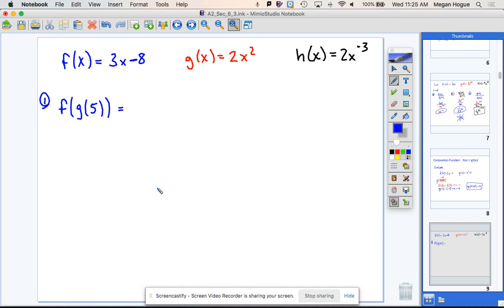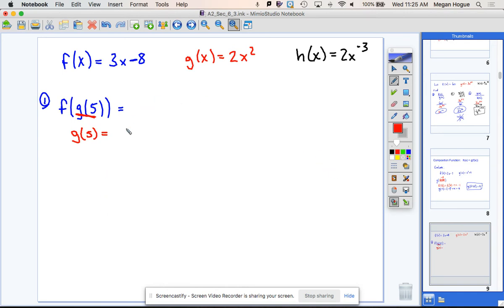So this first one, we've got f of g of 5. So we moved on. We've got the functions we're using on the top. We're not using those example functions anymore. I want to start off with the inner part. I want to see what you're doing. You're going to label your work. So we're doing g of 5. You're going to show me that. You're going to write g of 5 equals.